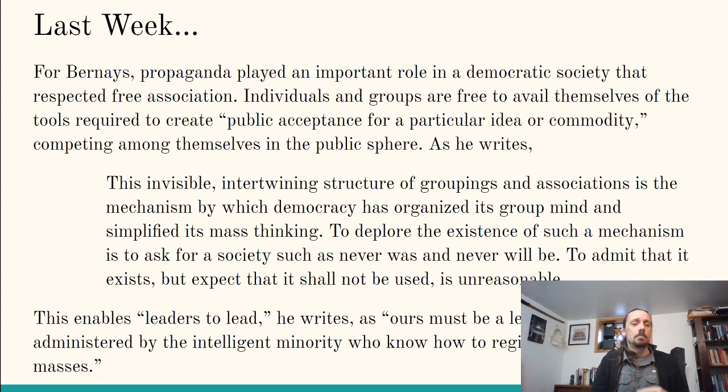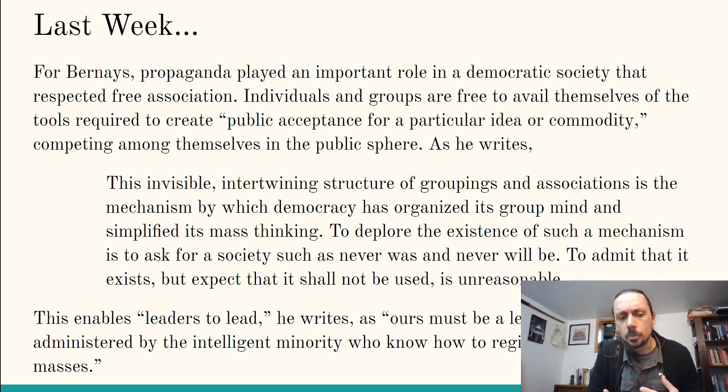He writes, the invisible intertwining structure of groupings and associations is the mechanism by which democracy has organized its group mind and simplified its mass thinking. To deplore the existence of such a mechanism is to ask for a society such as never was and never will be. To admit that it exists, but expect that it shall not be used, is unreasonable. So groupings and associations. What Bernays has in mind is what we would call today a lobby group, whether it's the National Rifle Association or a Citizens Climate Lobby. This is a normal part of democracy, and they should use all the tools of public relations.